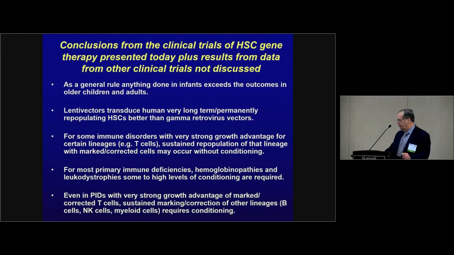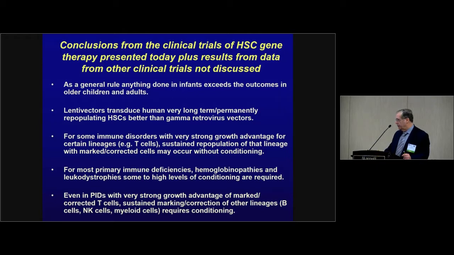So the final conclusion is that as a general rule, anything done in infants exceeds the outcome in older children and adults. So there's something about stem cells and ability to transduce and all sorts of things that I didn't cover today because this is an empiric talk, not a hard science talk. Lentiviruses seem to transduce human very long-term, permanently repopulating stem cells better than gamma retroviral vectors. That doesn't mean that gamma retroviral vectors aren't useful, important for other kinds of uses, but if you want to get it into the long-term repopulating stem cells, lentivectors seem to be better.